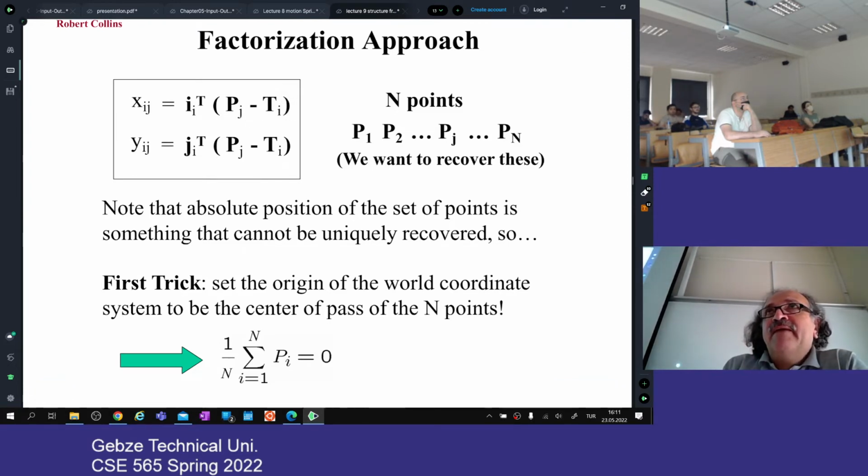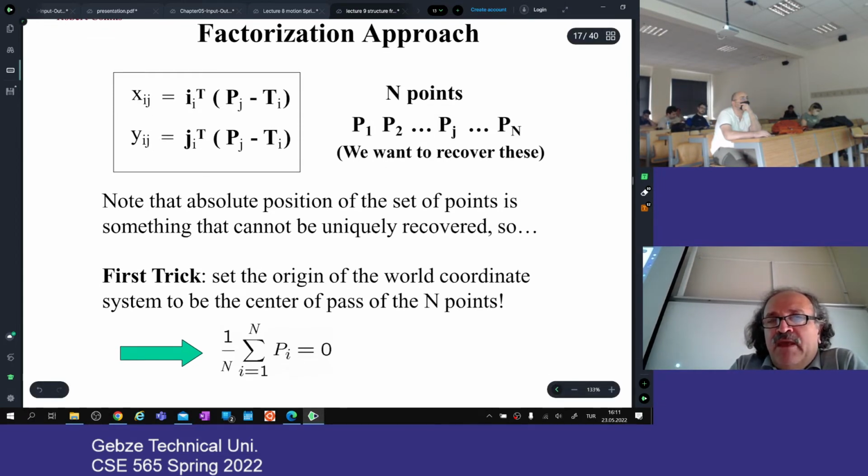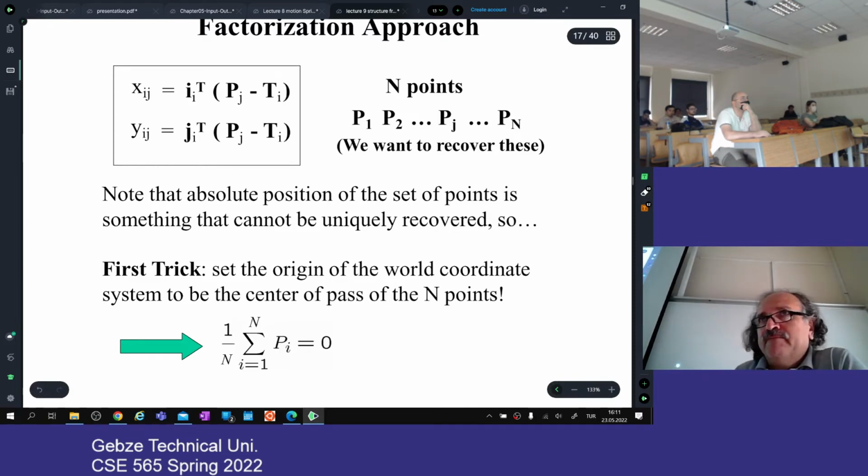What did we say? Well, I am living in the real world coordinate system, but I don't know where the 0, 0 is. I don't know the difference between 2 points. So why don't I use a very convenient real world coordinate system? This is what I'm going to do. I am going to set the origin of the world coordinate system to the center of mass of the endpoints. I will take these endpoints from 1 to n, add them up, and divide them by n, and I will call that point 0, 0, 0. Okay?